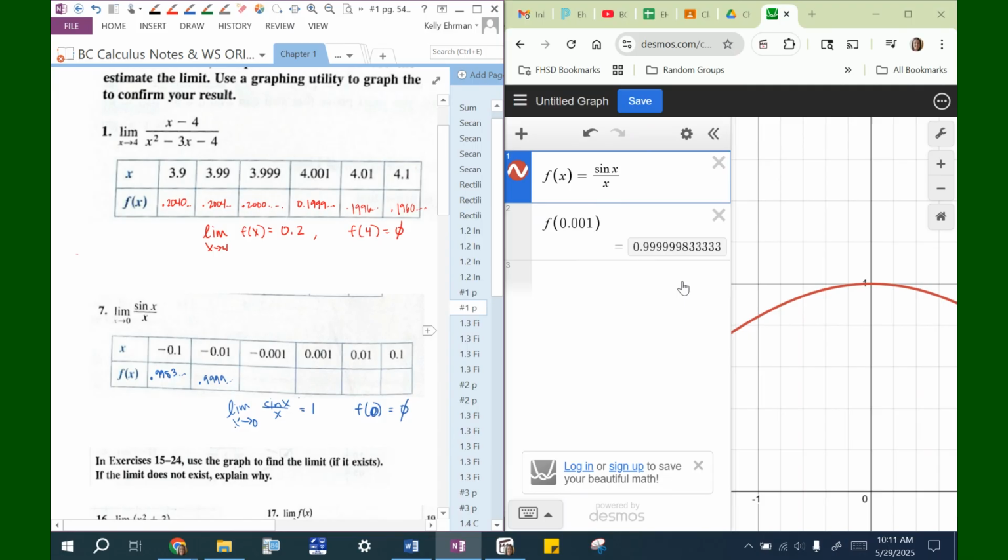So limits can exist. It's what is the intended value? What are you getting arbitrarily close to as you approach x equals 0 without actually saying the graph? The graph doesn't have to equal that number at 0. It just has to be close.